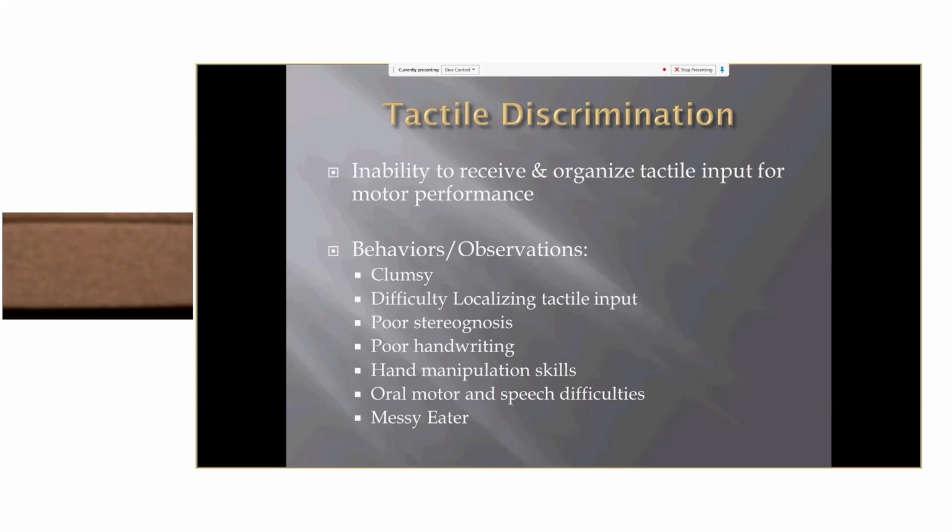The behaviors that we see with these kiddos are that they tend to be clumsy. Again, they have trouble localizing tactile input. One of the assessments on the SIPT is you have to touch them with something, I think it's with your finger, I can't even remember. Oh, it's a pen. So you use a pen, and then they have to do it too. Then you can actually measure how far off they are from it. It's a little time consuming, but it's pretty interesting to see that.